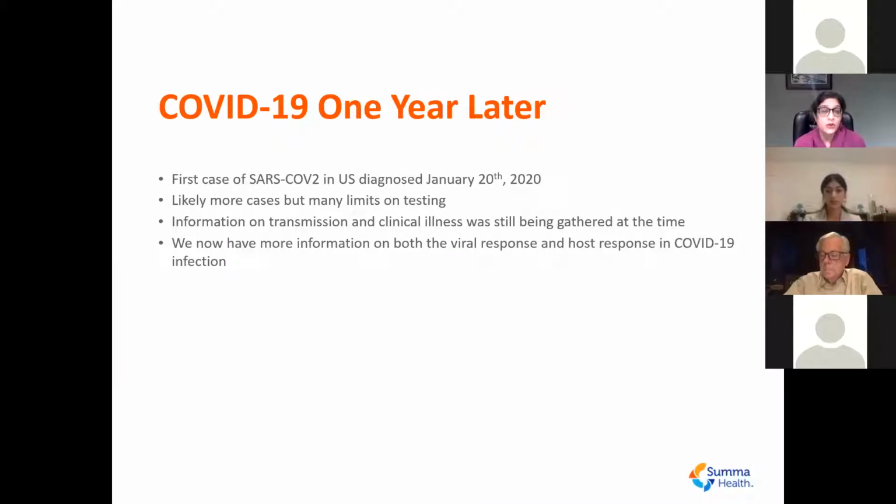If you all remember, the first case of the SARS-CoV-2 was diagnosed January 20th, 2020 in the United States. At that time, there were probably a lot more cases, but we just were so limited on testing. Even in our institution, we were very limited on our capability to test. So there were probably more that we just hadn't diagnosed at that time.